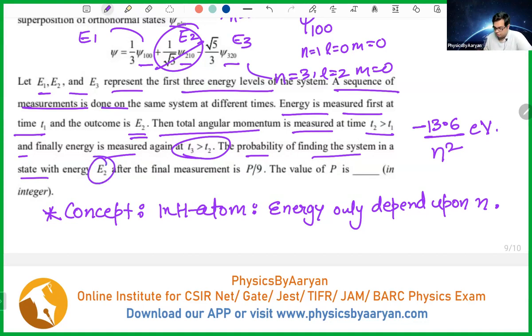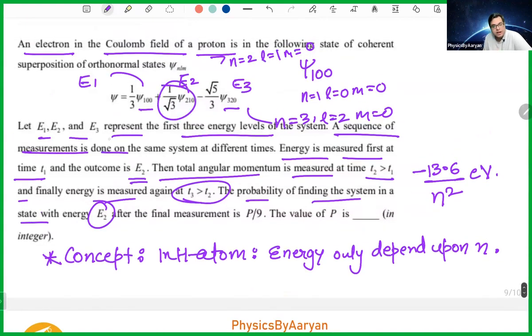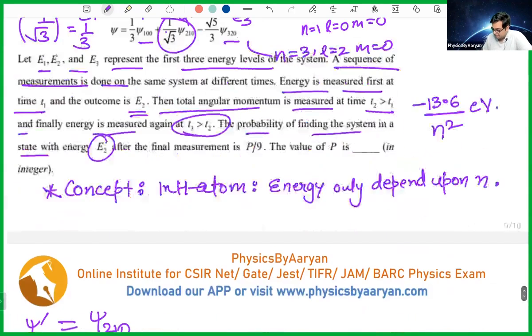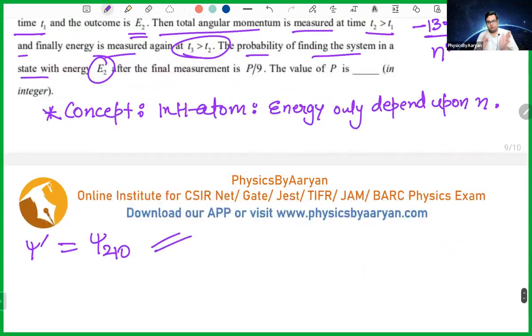Now, many people confuse this question and say, okay, so basically we need this, and the probability is given by 1 by root 3 whole square. So I know it is 1 by 3. So the probability is 1 by 3. No, it's wrong. When you did the first measurement, your system came into this state. Now you have just this state. When you do the angular momentum, nothing changes. You remain in this state.